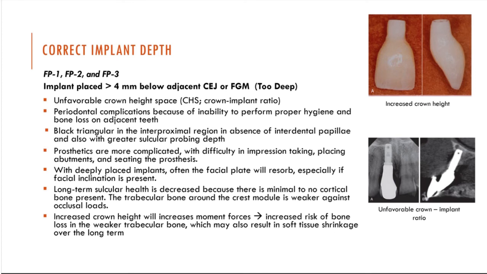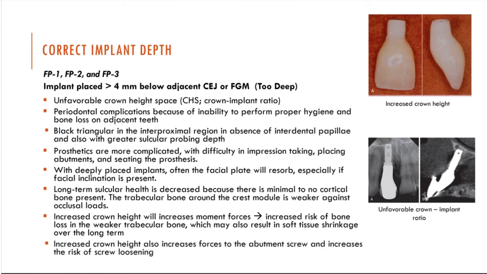Because of increased crown height, it will increase moment force, and in turn it will increase the risk of bone loss in the weaker trabecular bone, which may also result in soft tissue shrinkage over the long-term period. The increased crown height also increases force to the abutment screw and increases the risk of screw loosening.